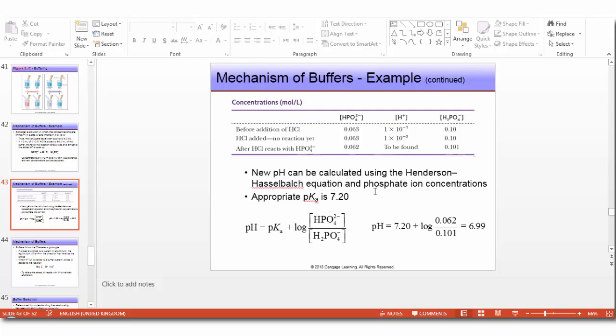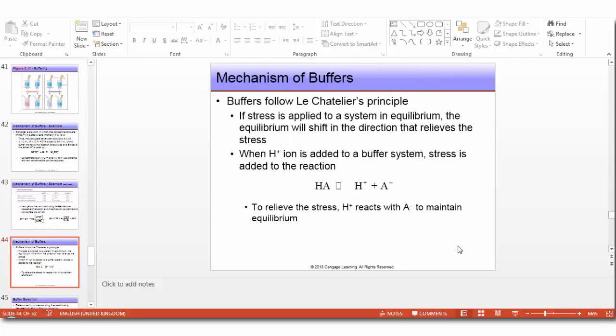Now we can apply the Henderson-Hasselbalch equation. The appropriate pKa value for the phosphate buffer is 7.20, and we apply the Henderson equation and we see the pH decreases to only 6.99. This is a negligible change. So indeed this buffer worked effectively.